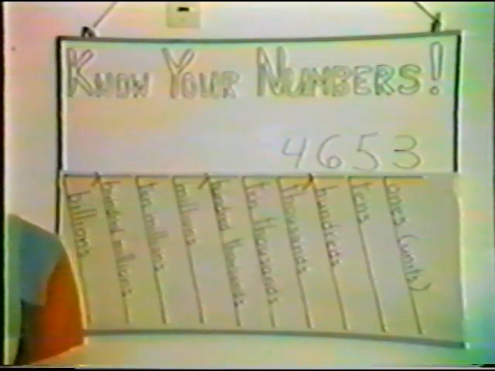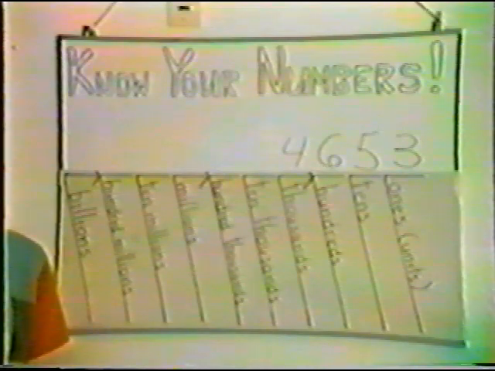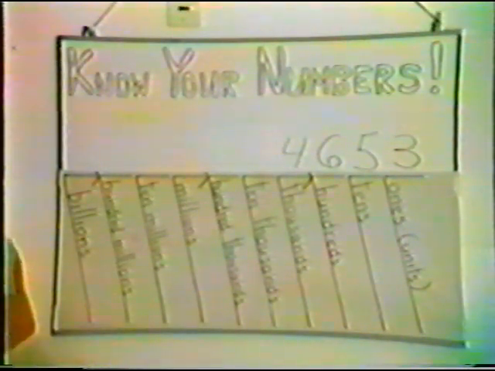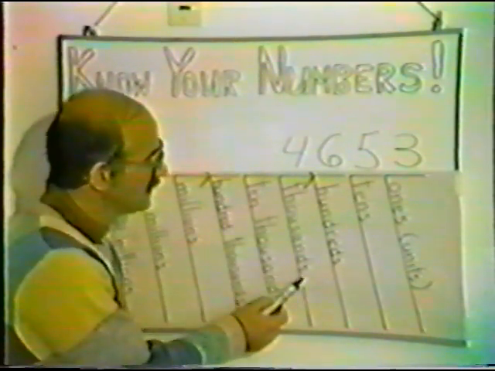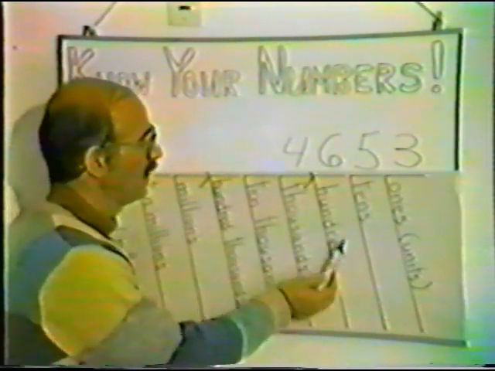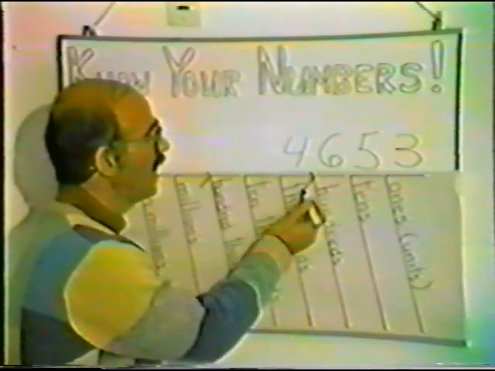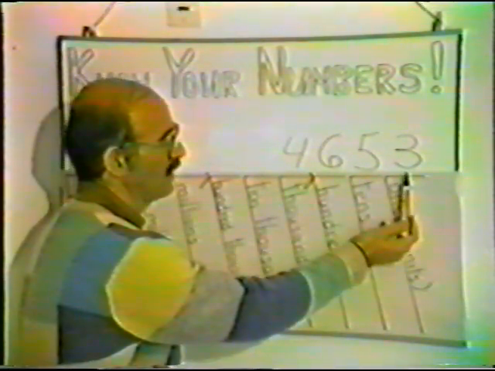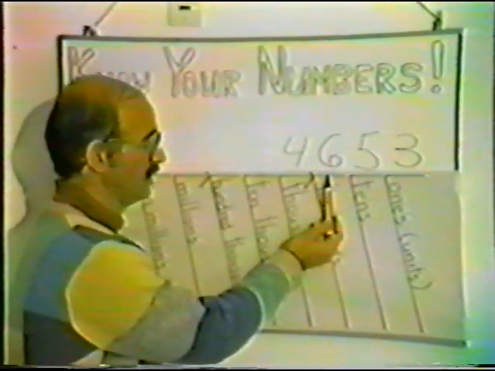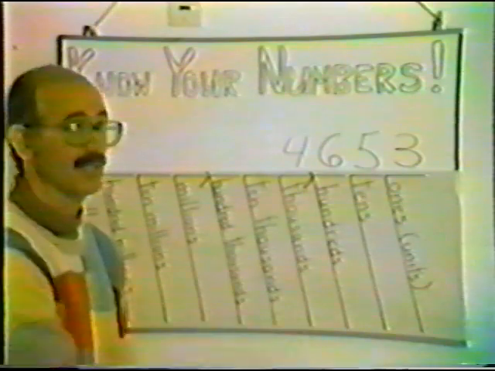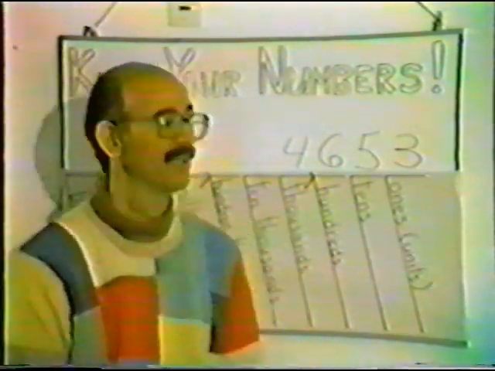What number do we have now? 4,653. Yes, the 4 is in the thousands place. And when we get to the thousands place, we put in a comma. We do that after 1, 2, 3 places. This comma tells us that we say the word thousand.